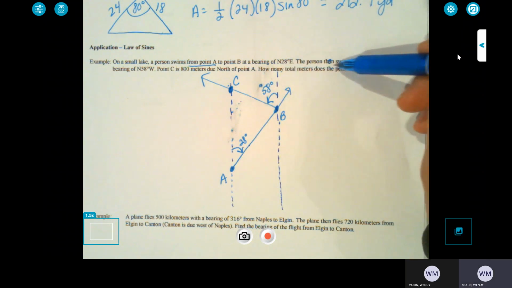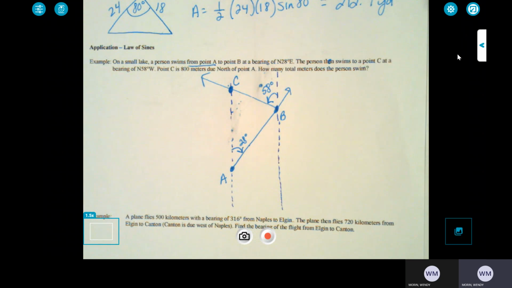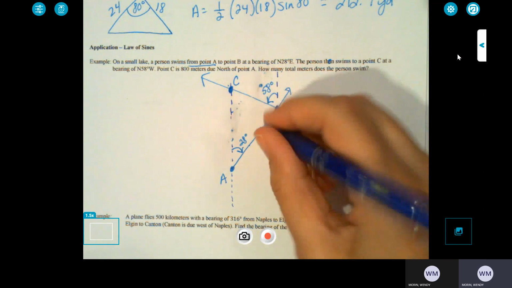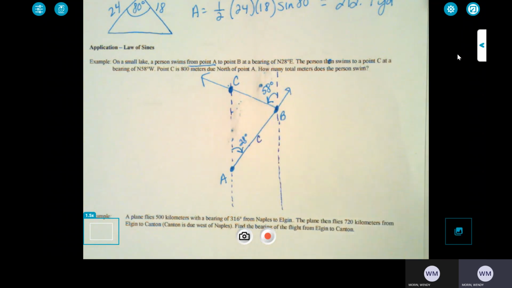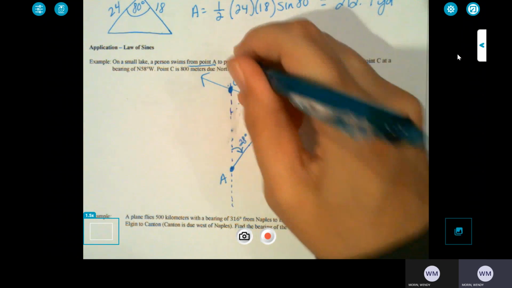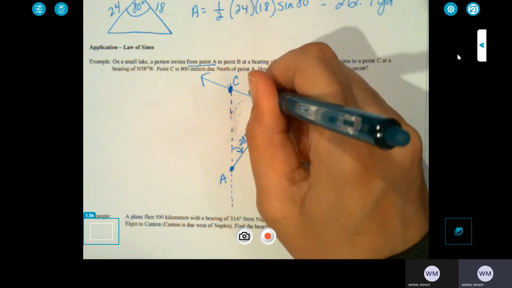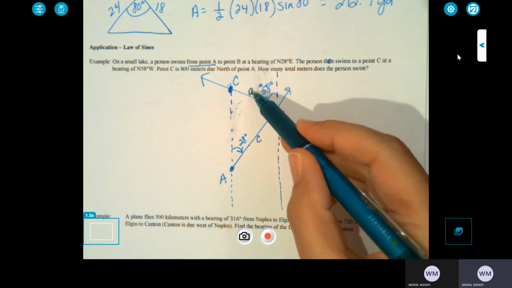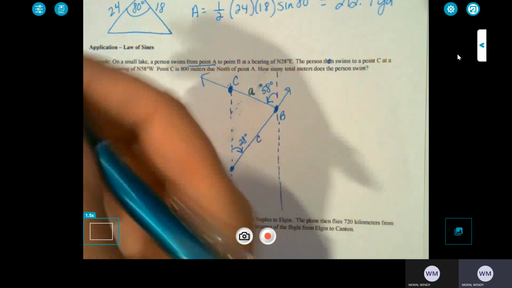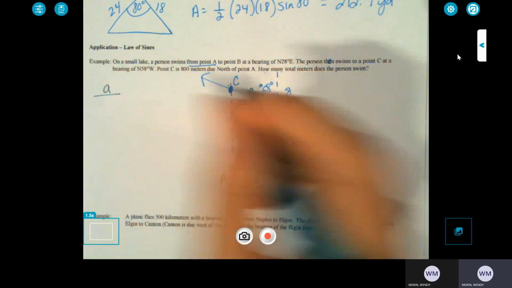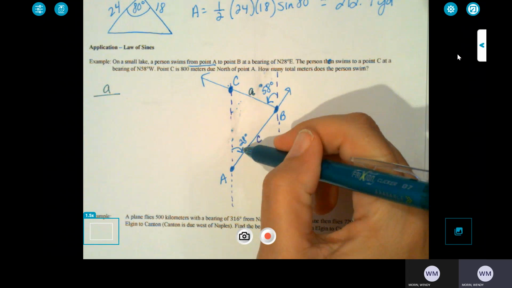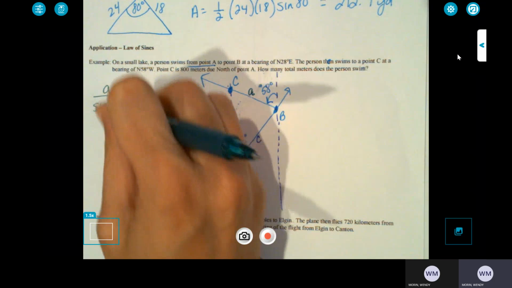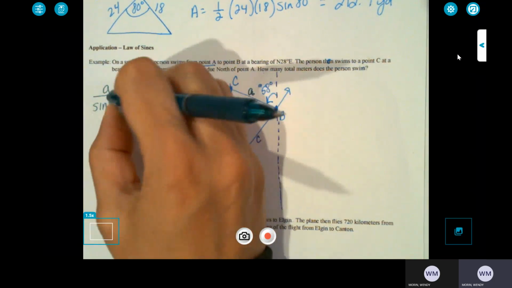It says, how many total meters does the person swim? So we swam here. That is side C. And then we got here and turned in this direction. That is side A. So we need to find side A and we need to find side C. Let's go ahead and start with side A. Again, starting with your unknown, A over the sine across from angle A, which is 28 degrees.